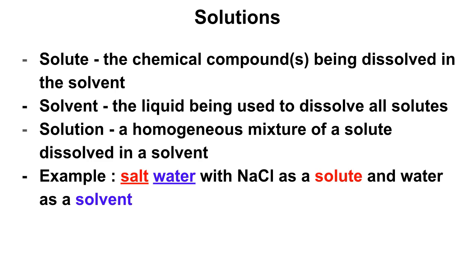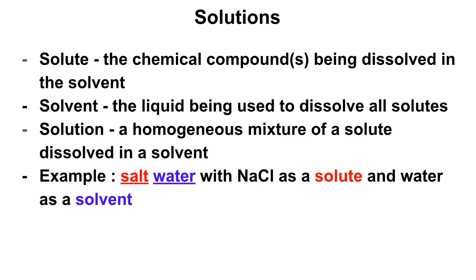So for solutions, when you hear the term solution or somebody's talking about it, we are talking about two major components that are making up a solution. Now the first one is the solute, and that's the chemical compound that is going to be dissolved in a solvent. And then you also have a solvent, and that would be the liquid that is doing the dissolving. So that's the liquid that's used to dissolve all the solutes that you would put in. And when you combine them together, you will get a solution.